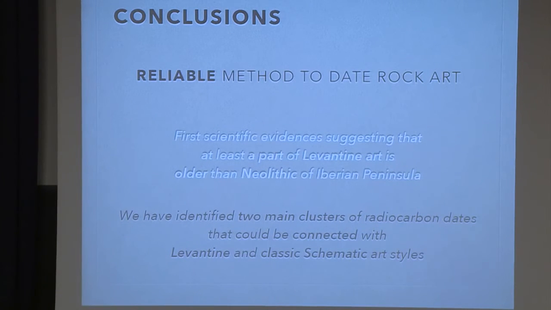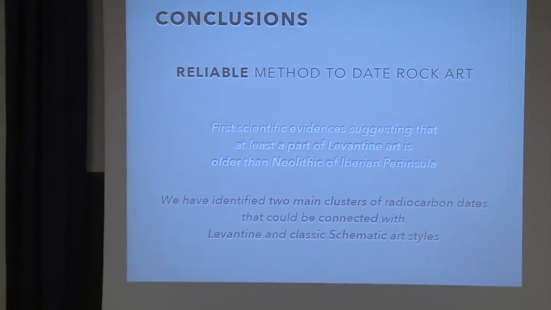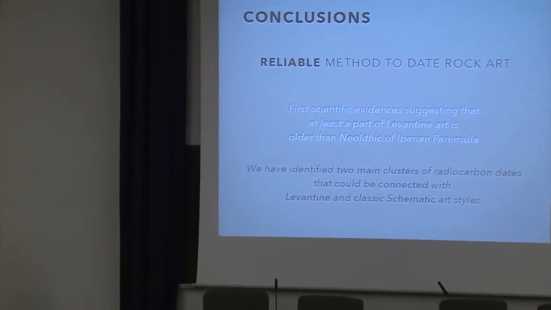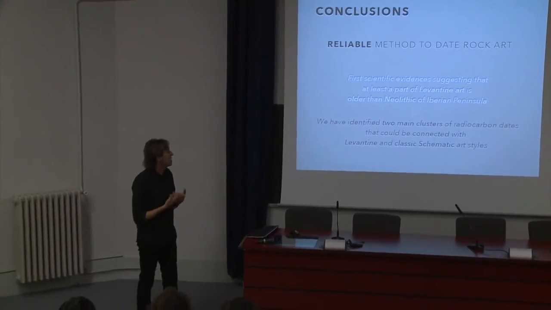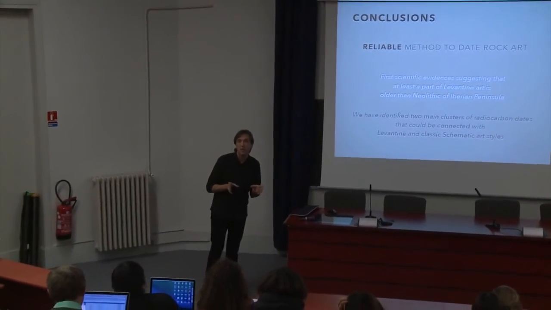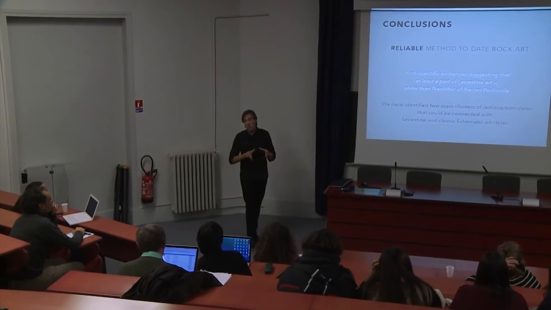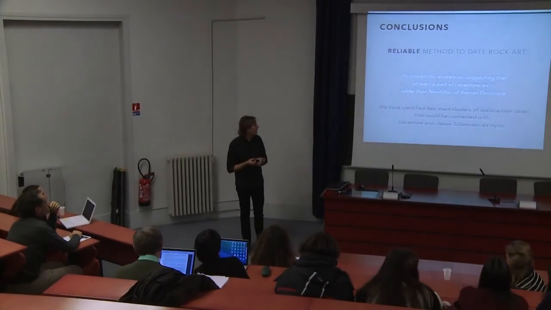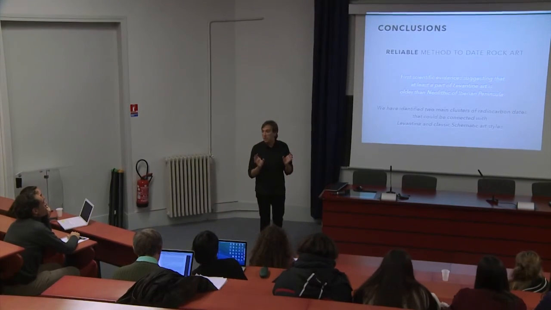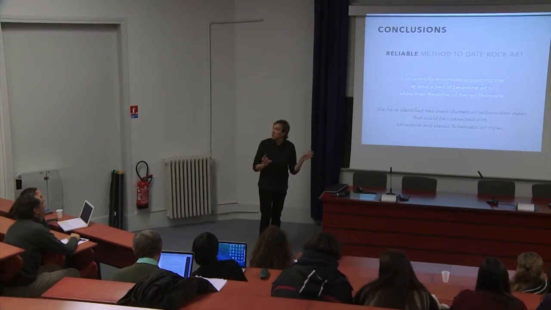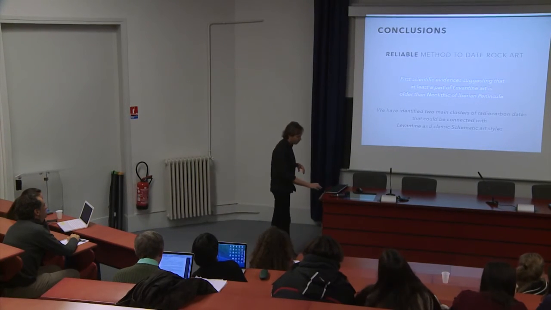As the concluding remarks, we could say that the method that we have used is reliable to date rock art, that we have the first evidence that suggests that at least a part of the Levantine art was produced at a moment older than the Neolithic of the Iberian Peninsula, and that we can easily differentiate between the ages of the Levantine art and the other styles, for example, of schematic art.